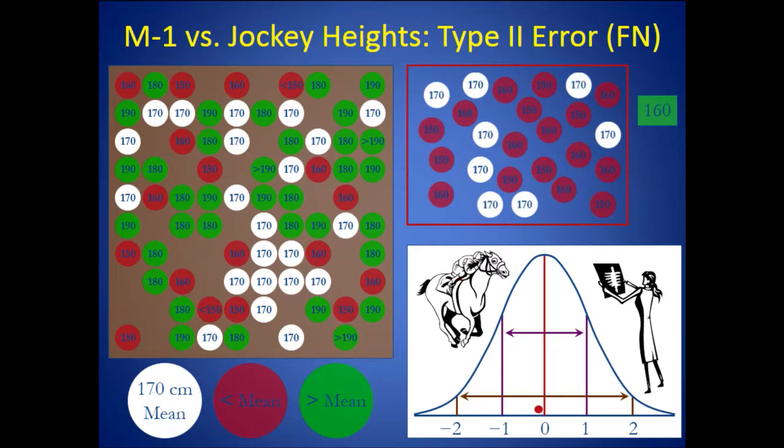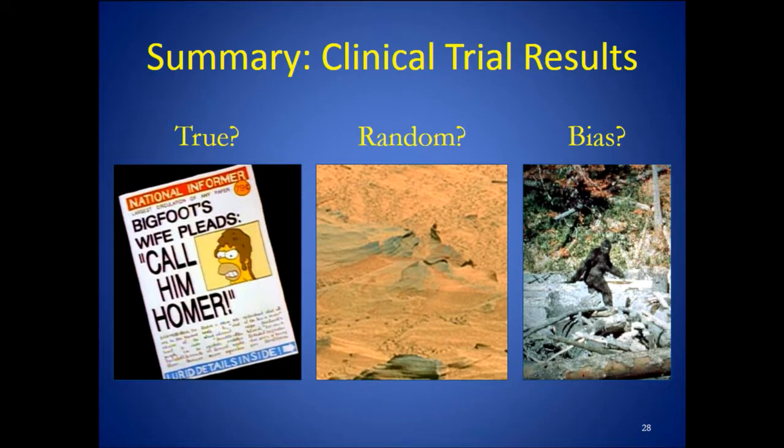So you wouldn't reject the null hypothesis when you really should reject the null hypothesis. Okay, so when you're looking at a clinical trial, the trial results can either be true, I guess best case scenario, or they could be false, and they could be wrong due to random error, or they could be wrong due to bias.